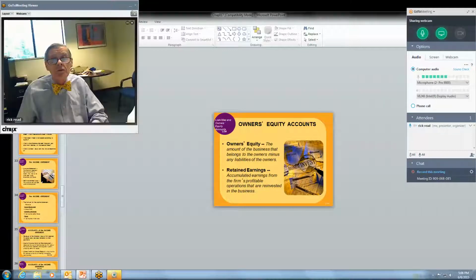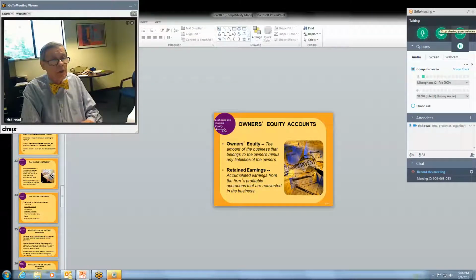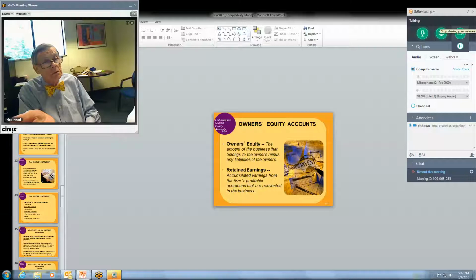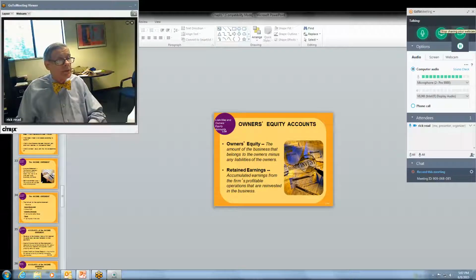Now, here's what the owner's equity turns out to be. The amount of business that belongs to the owners minus liabilities. So it's whatever belongs to me minus what I owe. That's my equity. In the retained earnings, that's whatever I keep after I have paid all my bills. And some is reinvested in the business, if I'm retaining that. So that's what we're talking about here.